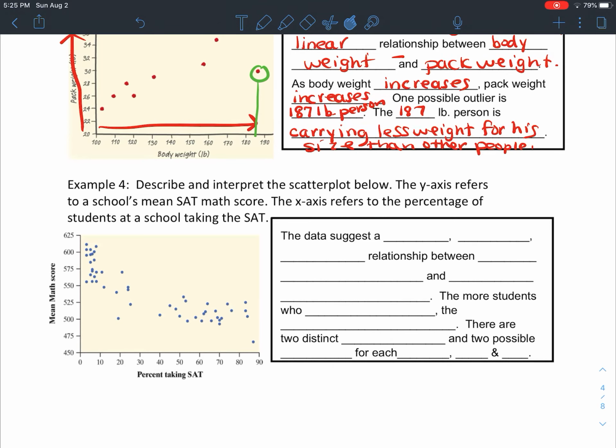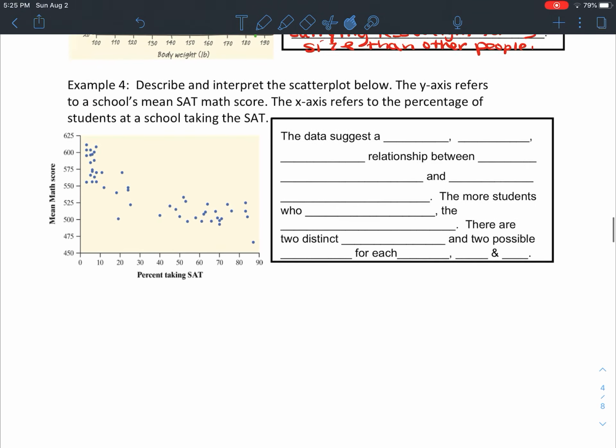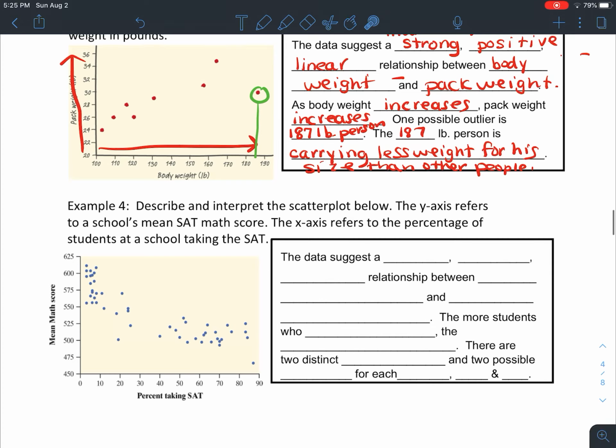All right, let's look at one last one here. It says, describe and interpret the scatter plot below. The y-axis refers to the school's average SAT math score, and the x-axis refers to the percentage of students at the school who take the ACT. So as more and more students at the school are taking the ACT, what is that doing to the average math score for the school?